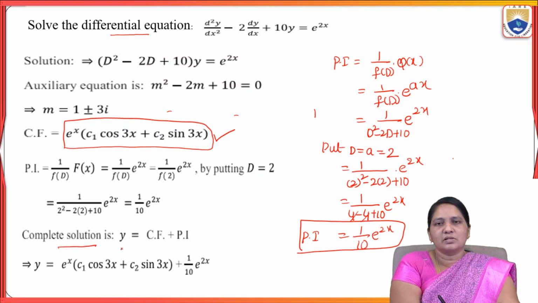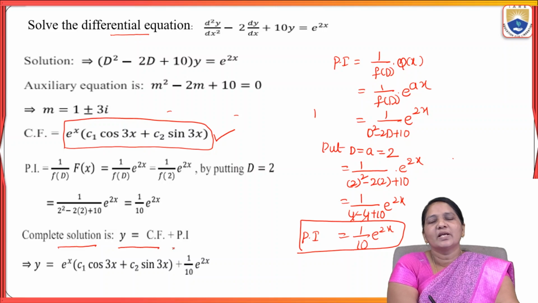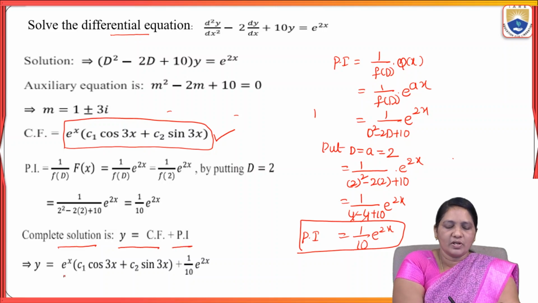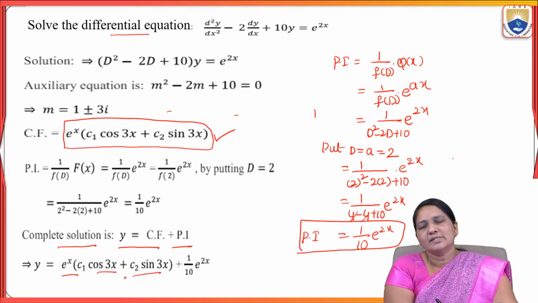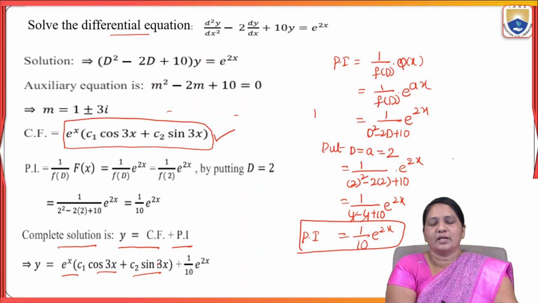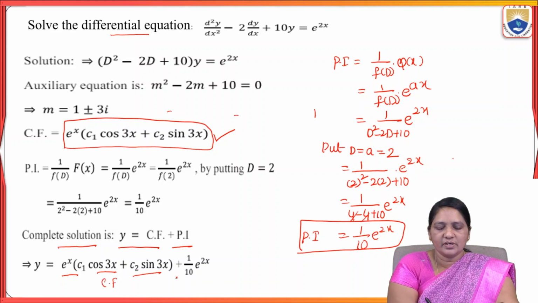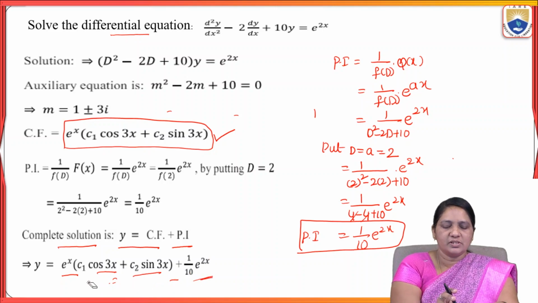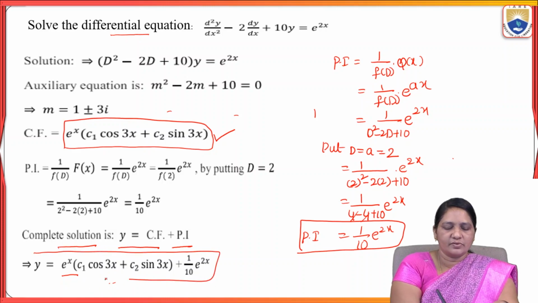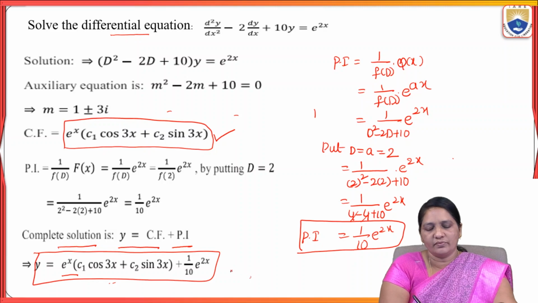So the complete solution or general solution is y equal to CF plus PI. So what is the CF value? e power x into c1 cos 3x plus c2 sin 3x. This is the complementary function, plus the particular integral value is 1 by 10 into e power 2x. So this is our general solution of the given equation.